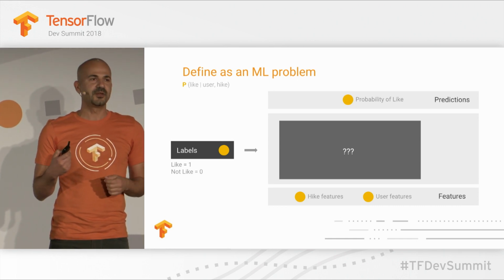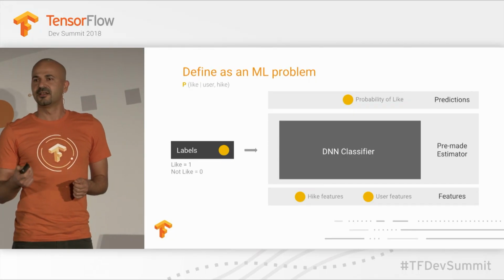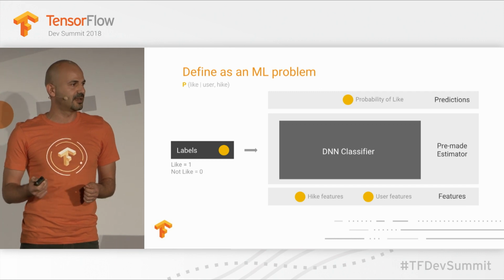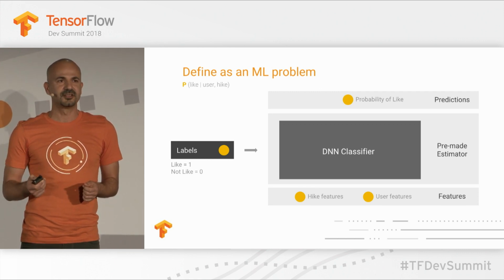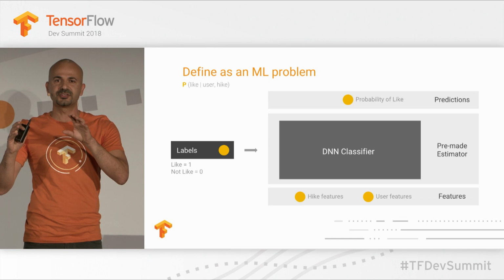In this case, we want to predict the probability of a like, whether a given user will like a given hike or not. What you have are hike features and user features. And where can you learn from? You learn from the labeled data. In this case, that website has whether that user liked that hike or not. So what can we use to predict the probability of a like? You can use one of the pre-made estimators. In this case, the DNN classifier, because this is a logistic regression, or you can think of it as a binary classification problem. So we designed pre-made estimators so that they fit well to this kind of problem. This means you can use it as a black box solution.